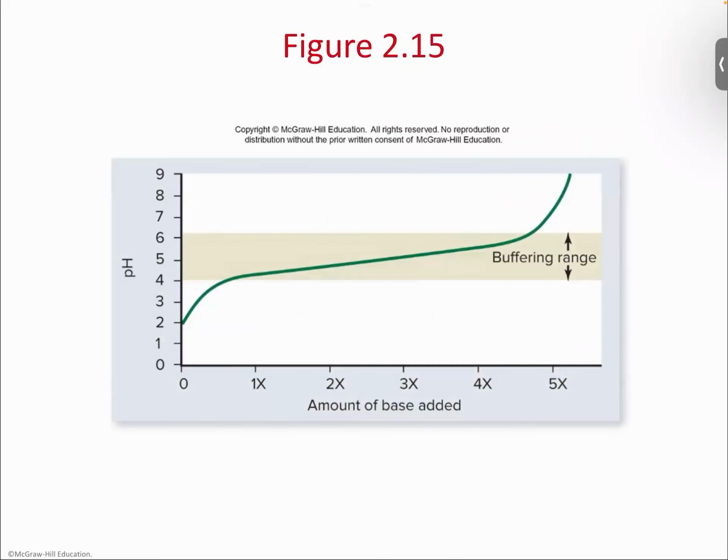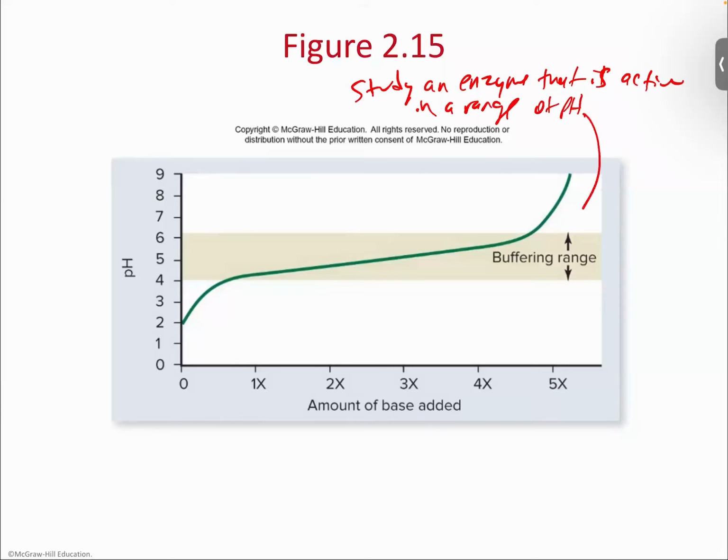Now, what does this do for us biologically? Well, let's take a look. Let's imagine that we have a buffer. Usually we have a buffer like this because we're studying some sort of enzyme that's active in a range of pH. Where's that range? Where the buffer is. So this buffer region would be the range of enzyme activity. Whatever that enzyme does, if it stays in this buffering pH range, it's going to be active and you'll be able to do your job. The second you leave this range, you're no longer active as an enzyme. And so you're out.